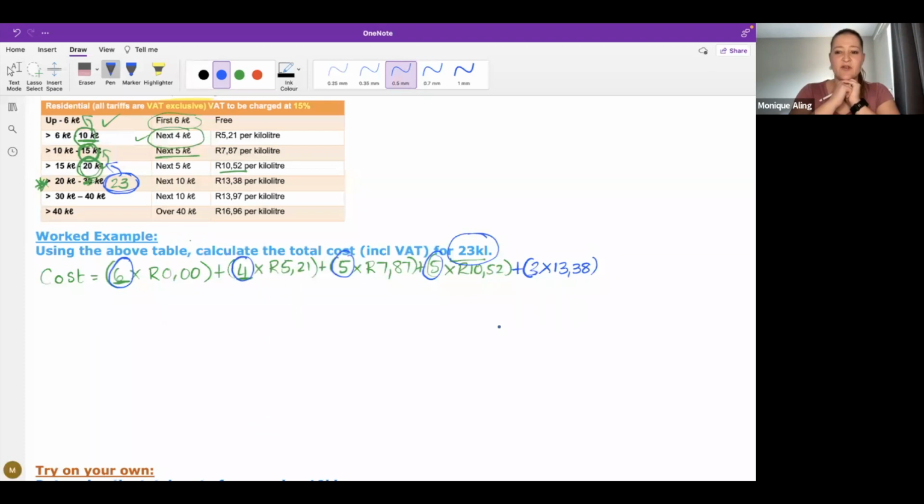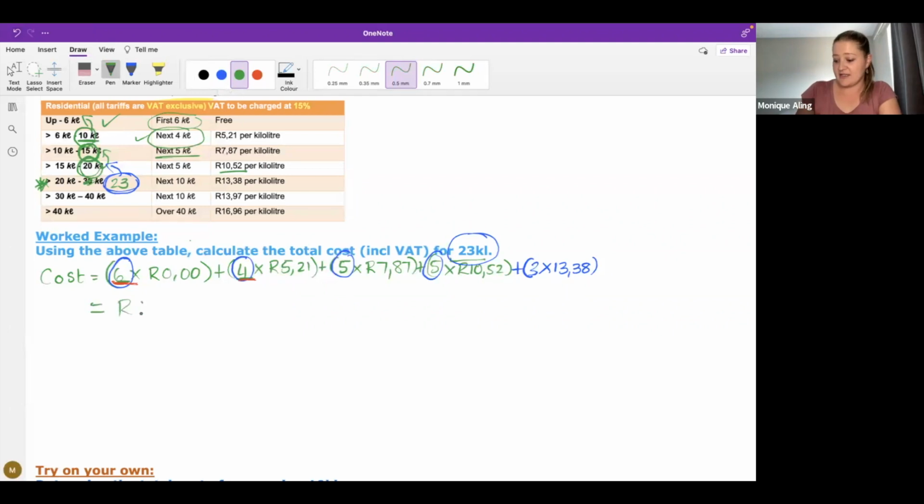So that's how we work through all the ranges. The hardest part is working out what is used in each range. Once you know what you're using, all you do is times by the price of that range. Okay. And then all you do is work out each bracket. Because remember, to maximize the marks that we can possibly get, we need to show all our working out.